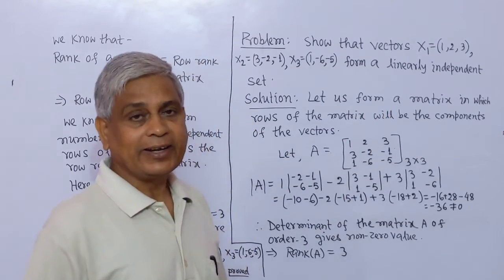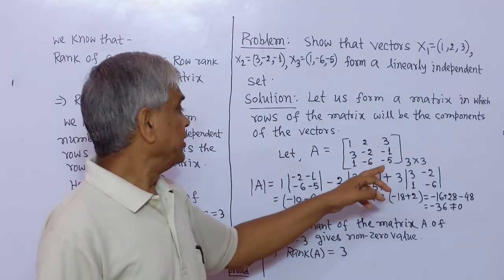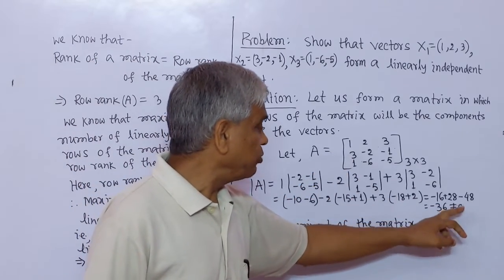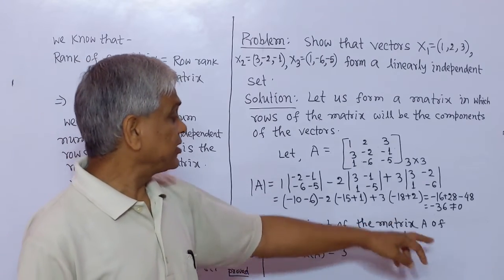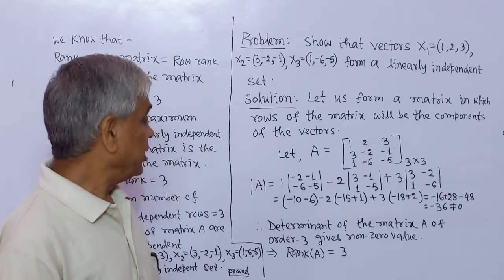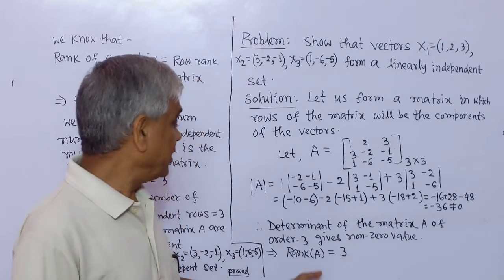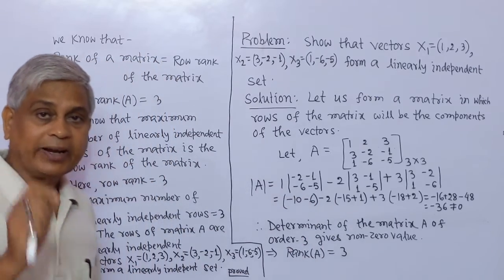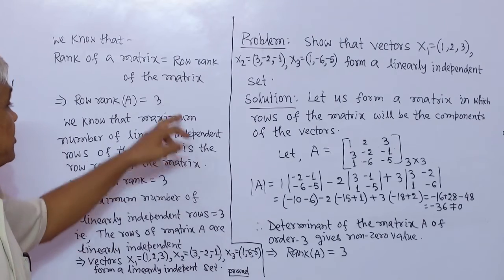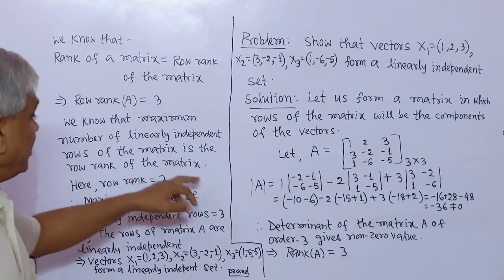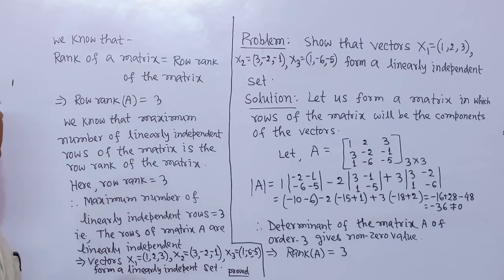Now we find the determinant of matrix A. Here we see that the determinant of matrix A is not equal to 0, meaning a non-zero determinant. Therefore, the determinant of the matrix A of order 3 gives a non-zero value. That means the rank of A equals 3. We know that the rank of a matrix equals the row rank of the matrix. Here the rank is 3. Therefore, the row rank of matrix A equals 3.